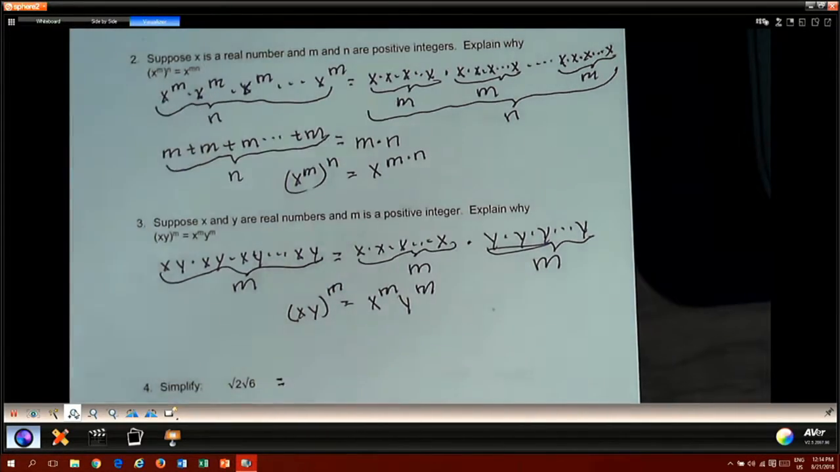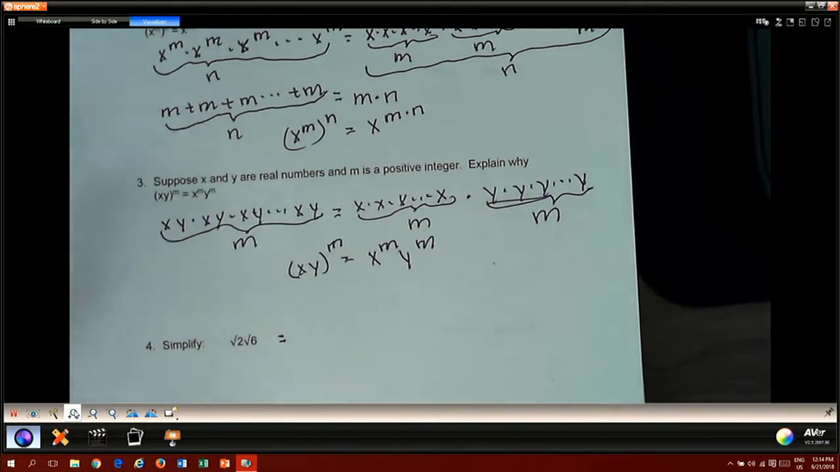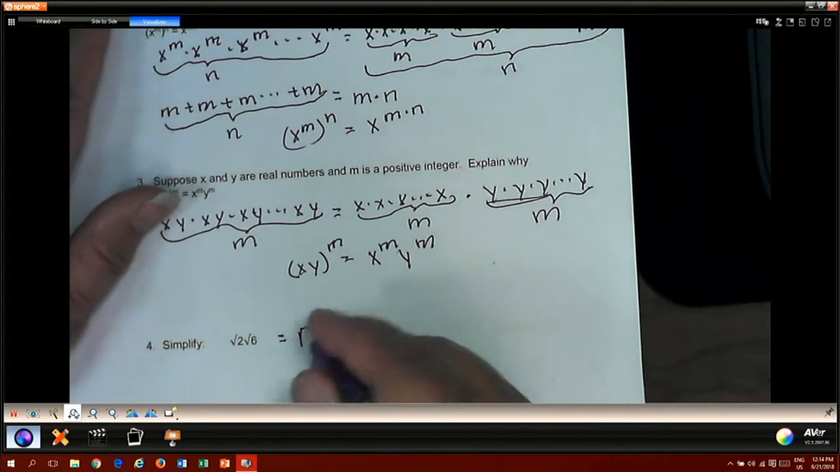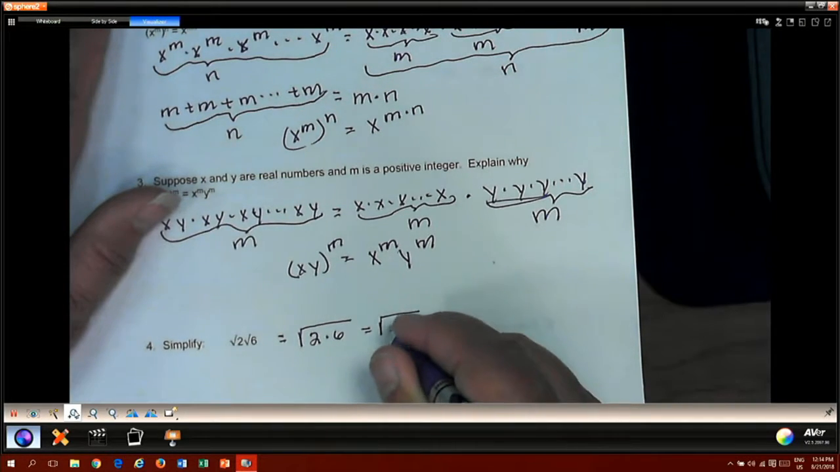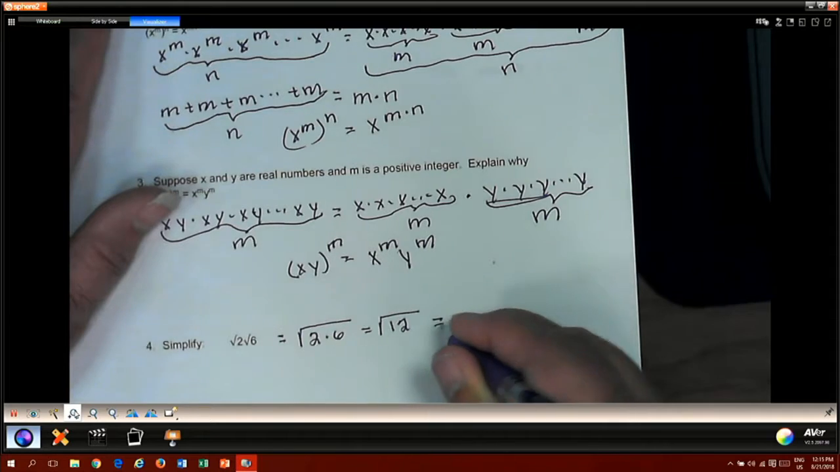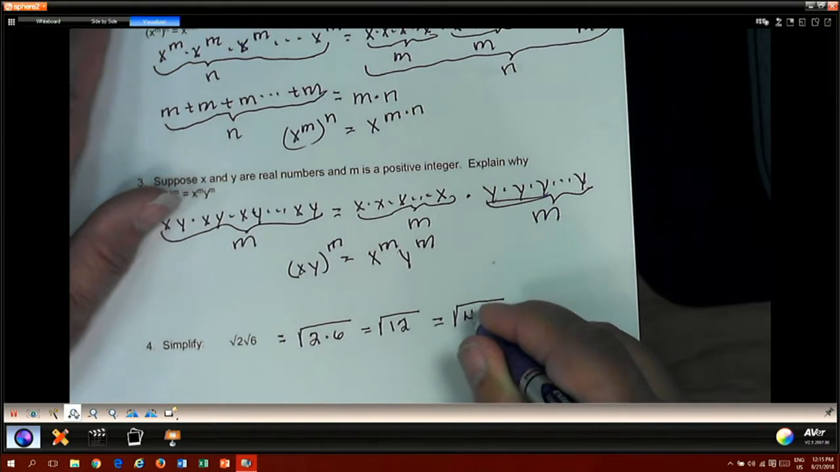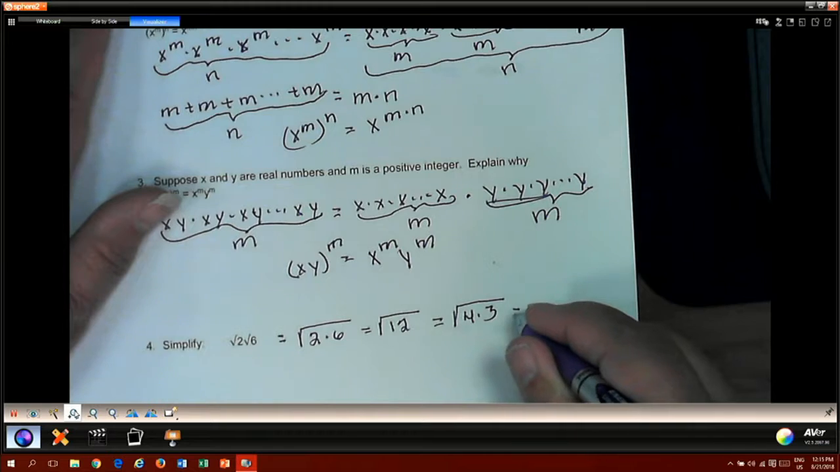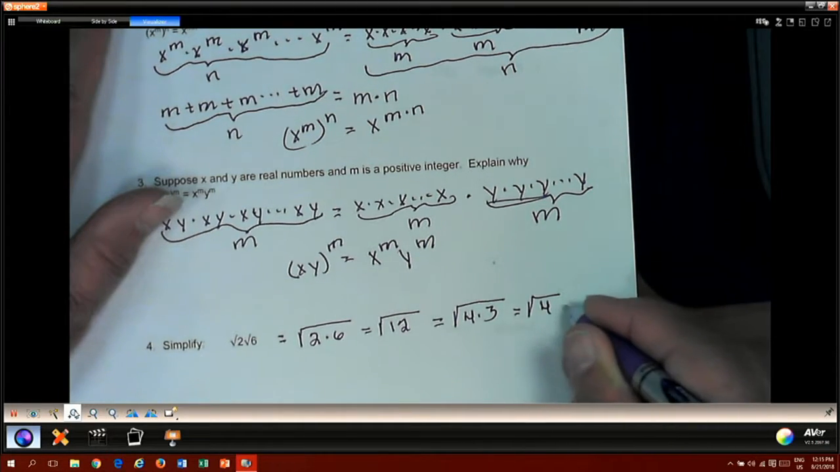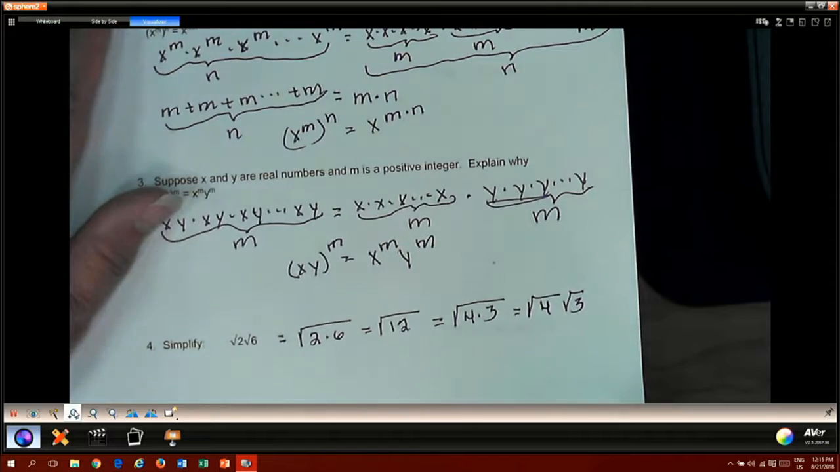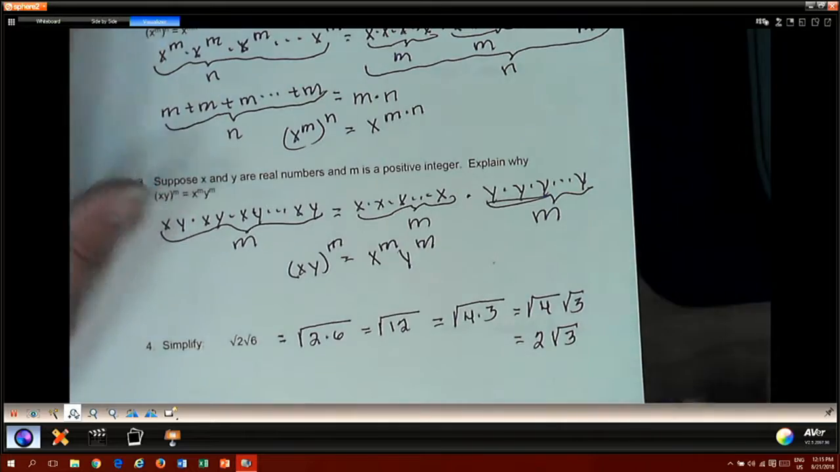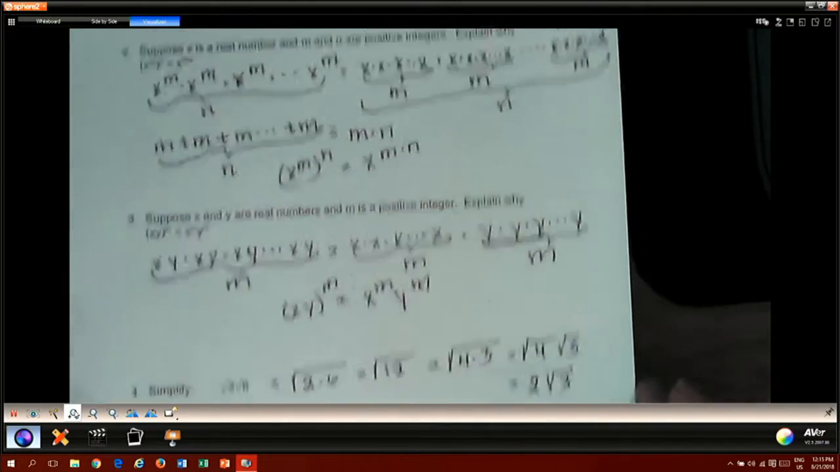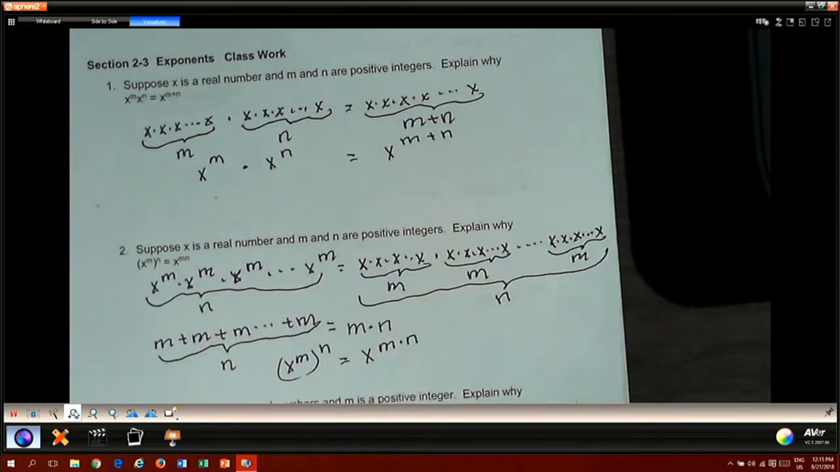So we want to simplify this. Well, remember when you have square roots, you can multiply the radicands together. So it'd be 2 times 6 equals the square root of 12. However, 12 is the square root of 4 times 3, which we can break down to be square root of 4 times square root of 3. Square root of 4 is 2 times the square root of 3. So we basically multiplied the radicands together, then we separated the radicands.